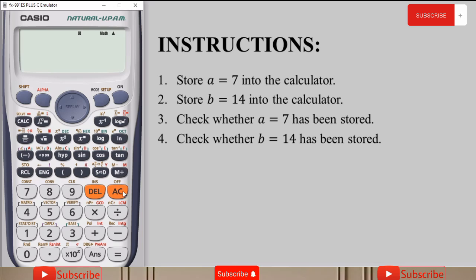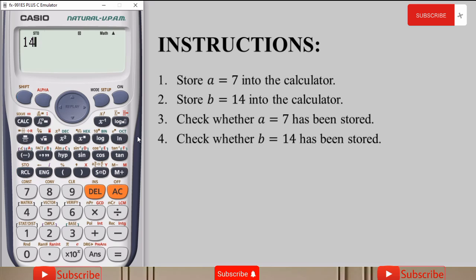So now, let us move on to the second instruction. For the second instruction, we are to store B equals 14 into the calculator. And as I stated earlier, what you have to do is to first input the number that you want to store into the calculator. So I input 14 into the calculator. And secondly, I activate STO. So I simply tap on Shift and then RCL to activate STO.